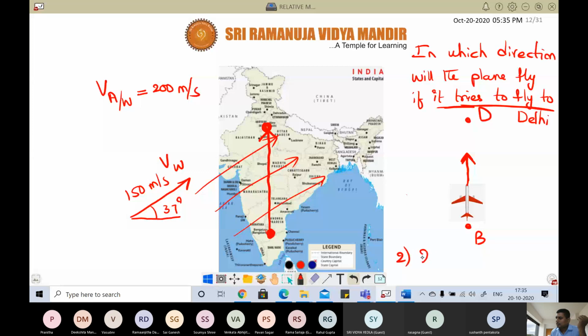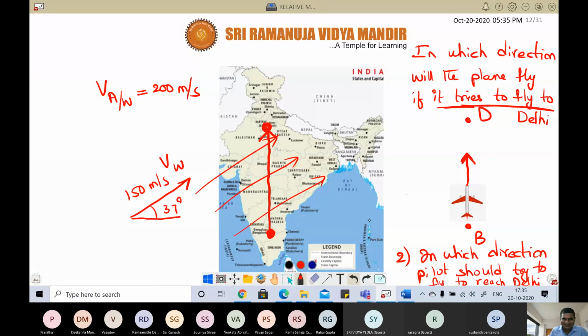Question 2: in which direction should the pilot try to fly to reach Delhi? Can you help him? Towards north. Towards north is this only. Bengaluru to Delhi is towards north. And I'm telling that it is a straight line like a y-axis.